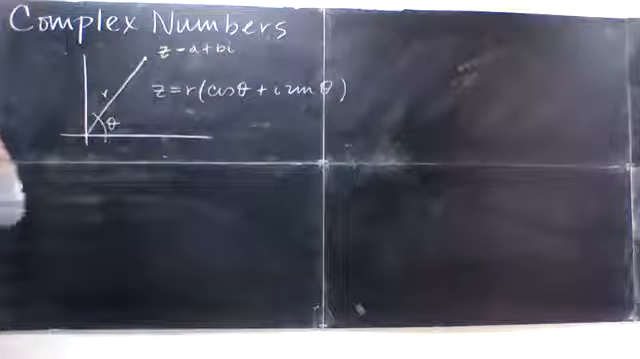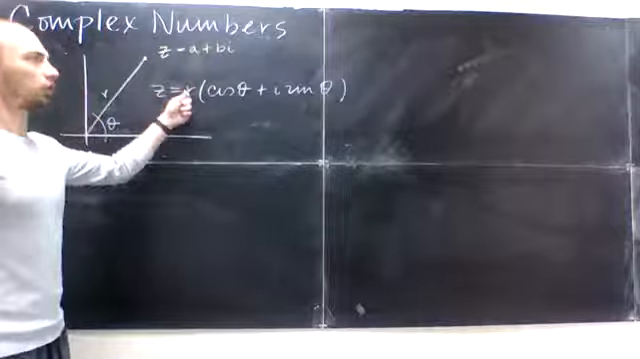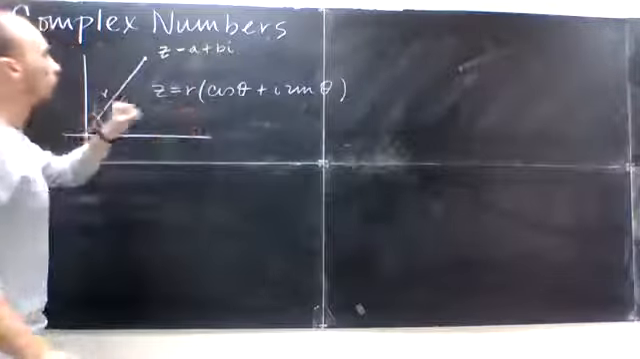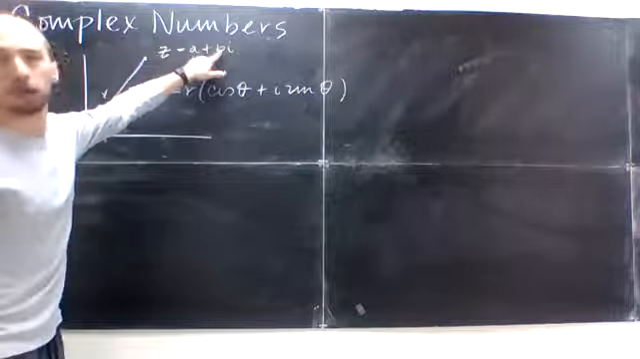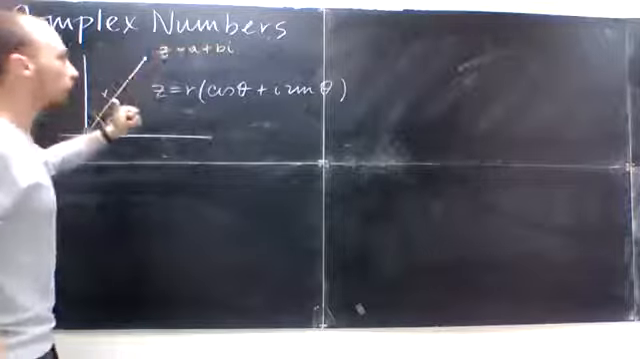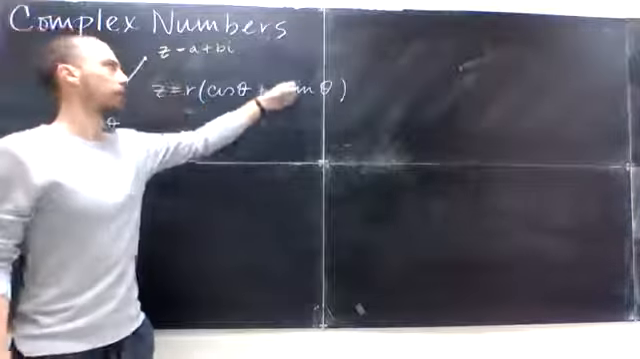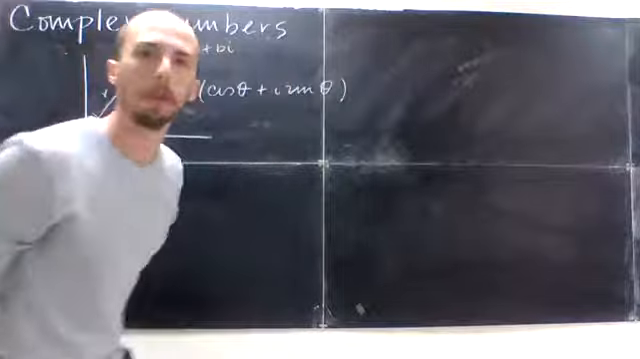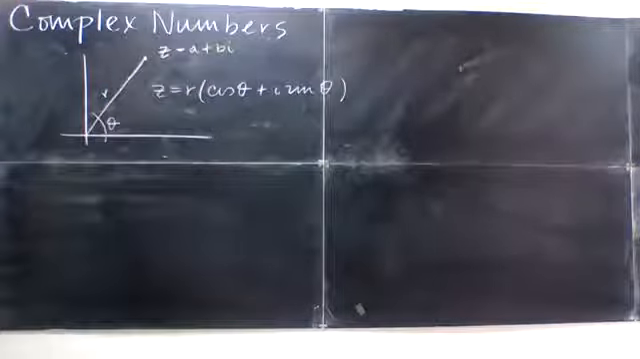Because the x-coordinate is a, which is r cosine theta, okay? And the imaginary component, the y-coordinate, is r sine theta. Well, we just say r sine theta multiplied by i. I mean, we're going to go up that way, okay? And so this is the trigonometric form of a complex number.